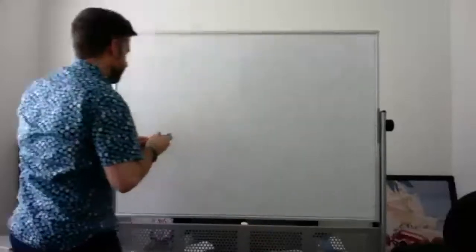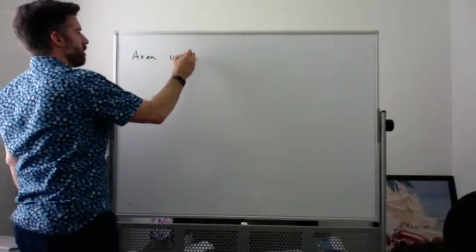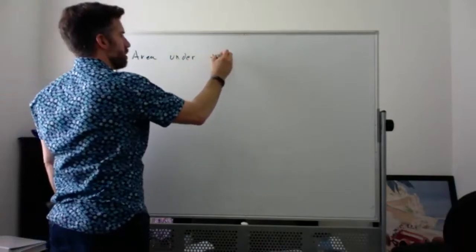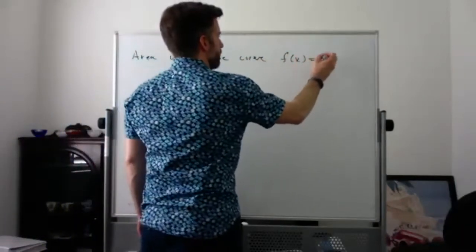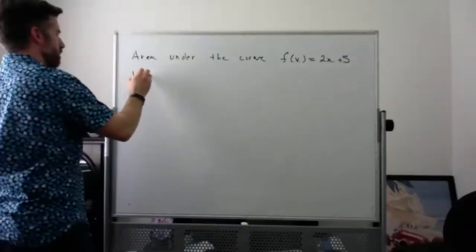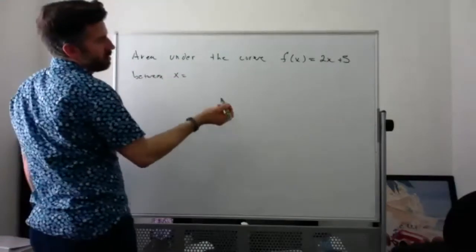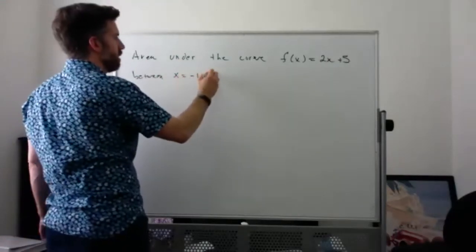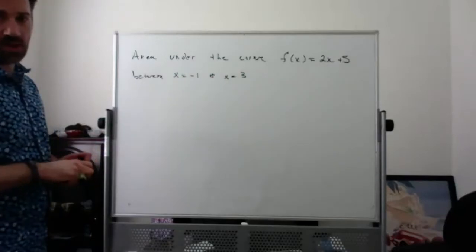I want to find the area under the curve f of x equal to 2x plus 5 between x equal to -1 and x equal to 3. And we're going to calculate this in two different ways.